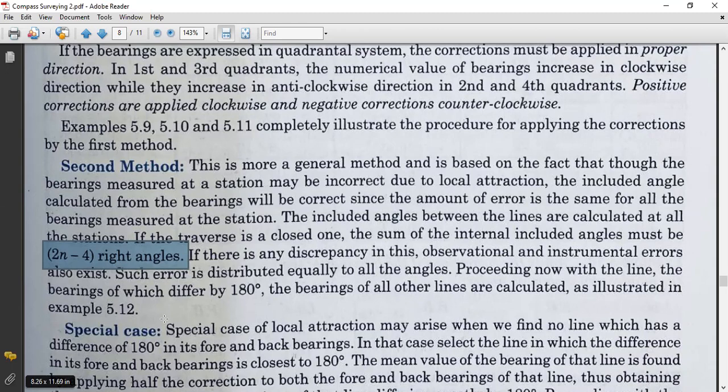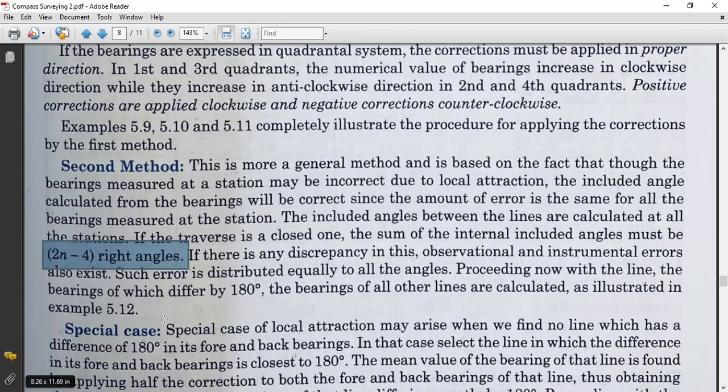For a pentagon, the n value becomes 5 sides: 2 into 5 minus 4, into right angles, into 90 degrees. (2n minus 4) into 90 degrees. If you get the sum of angles, how much will it be? 540 degrees, I think. Correct?